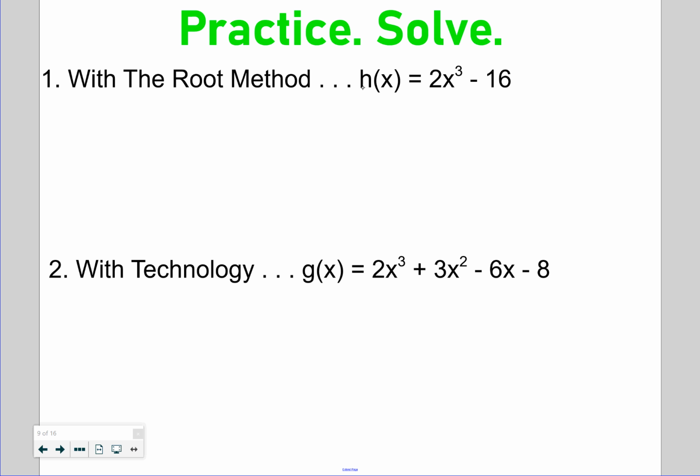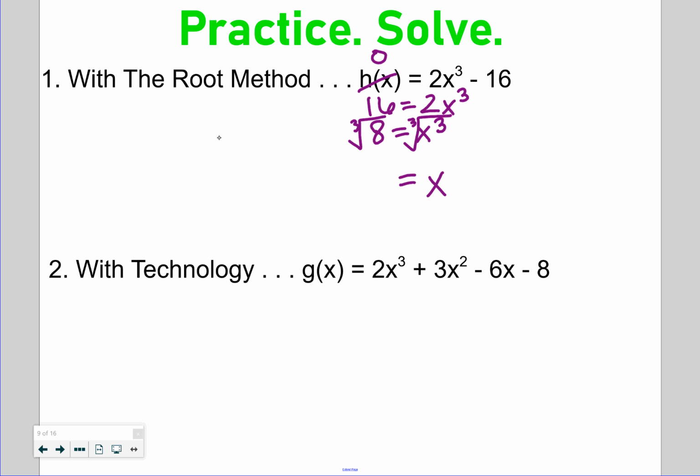Okay, for number 1, I'm going to set it equal to 0. And I just have one variable here, so I'm just going to try to isolate that. I'm going to add 16. I'm going to divide by 2. And then because I have an x to the 3rd power, I want to use a cube root to cancel that. So cube root of x cubed just gives me x.